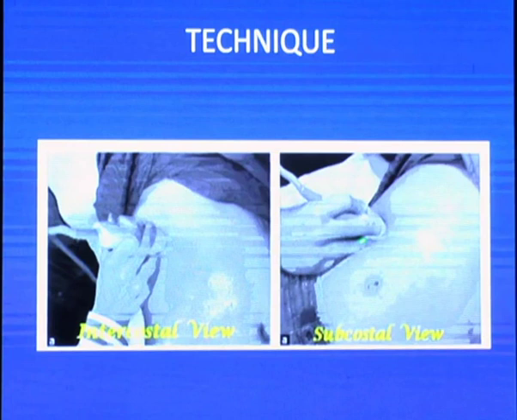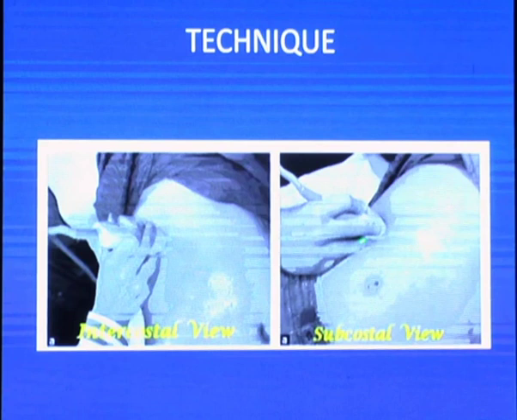To perform ultrasound of the gallbladder, we use either a subcostal view or an intercostal view. In the subcostal view, a deep inspiration will improve visualization of the gallbladder. The intercostal view is a superior and lateral view through the intercostal space, and in this view we use the liver as a window.